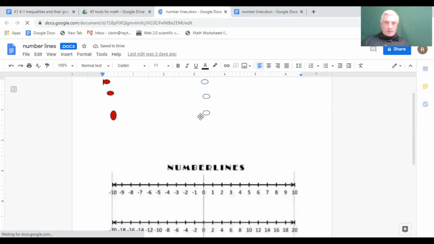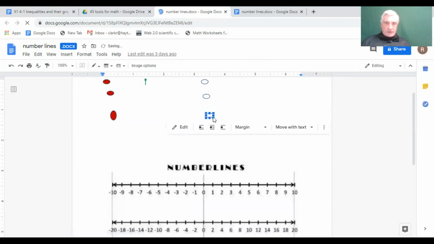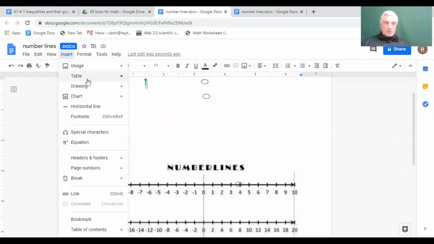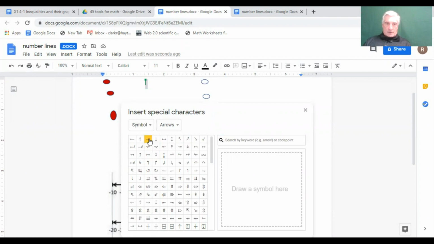All right, x is greater than 4. You put the open circle on 4. And which way would be greater than? Is it the right or is it the left? Yes, it's the right. So we would draw our arrow that way.